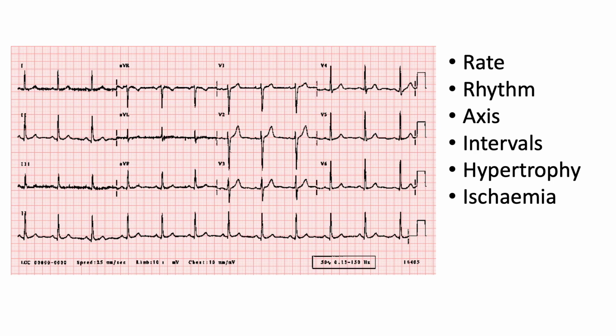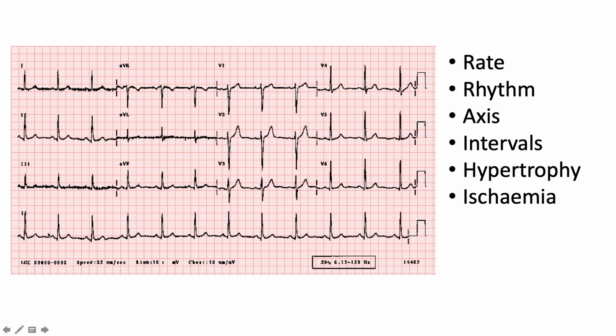Well, the rate: you take the number of small blocks between the RR interval. So that's 300 divided by 5, which gives a rate of 60, which is normal. Then the rhythm: you can see a P wave preceding every QRS, and that is a normal rhythm. Axis: we look at leads 1 and 2 and look at the predominant deflection of the QRS, and we find that is a normal axis.